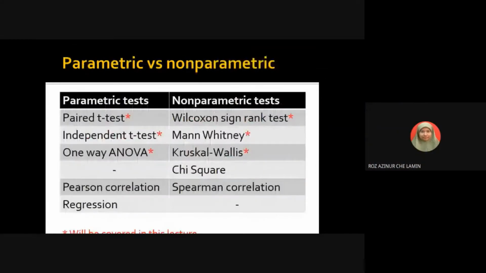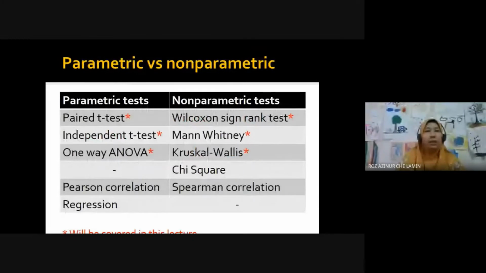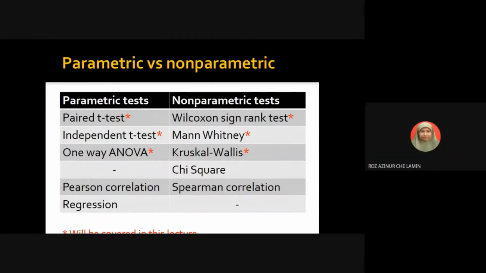Here is the table that can show you the differences of the parametric test and non-parametric test. If you notice, here is the pair of the parametric test and non-parametric test. The parametric test consists of paired t-test, independent t-test, one-way ANOVA, Pearson correlation, and also regression. The non-parametric test consists of Wilcoxon sign rank test, Mann-Whitney, Kruskal-Wallis, chi-square, and Spearman. This arrangement is the pair of each other.